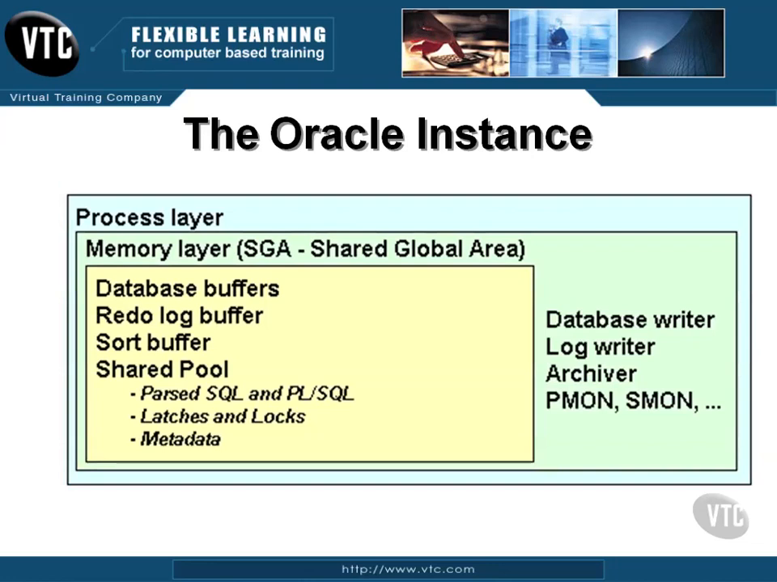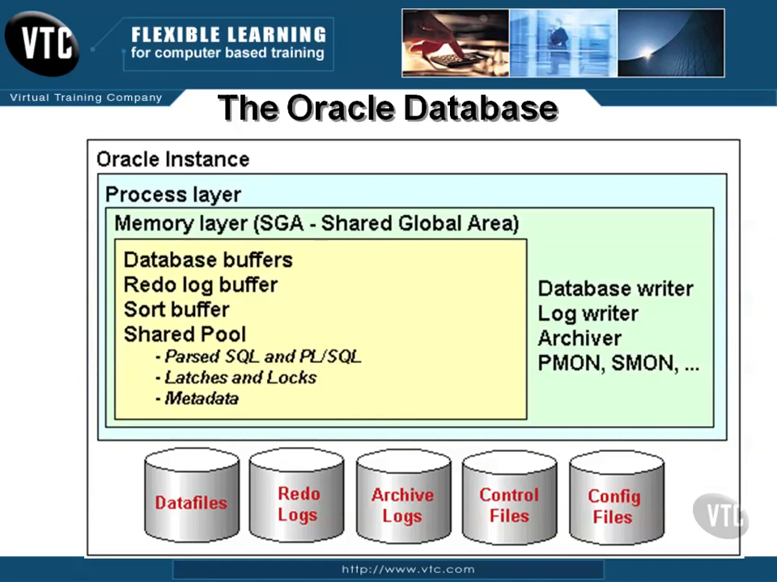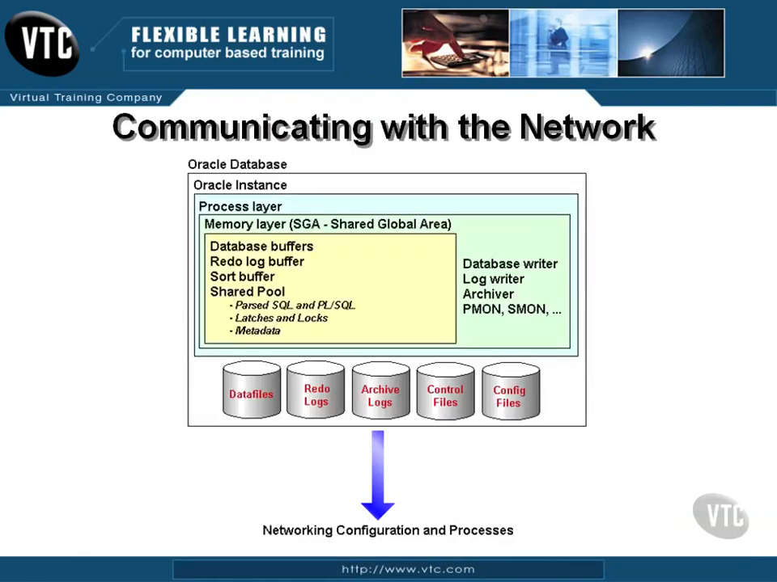The Oracle instance is an instantiation, or an instance, of the Oracle database running on a server. It's made up of the memory buffers and the process layer running together. Then you take the processes and the memory and you add them to all the data files and you end up with an Oracle database, which communicates across the network.